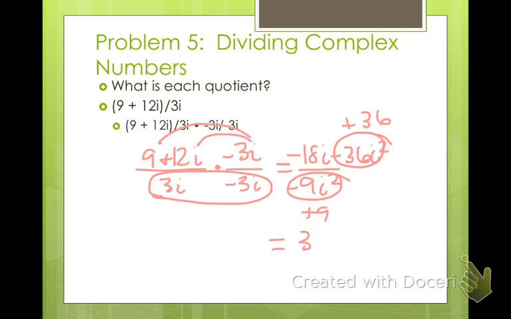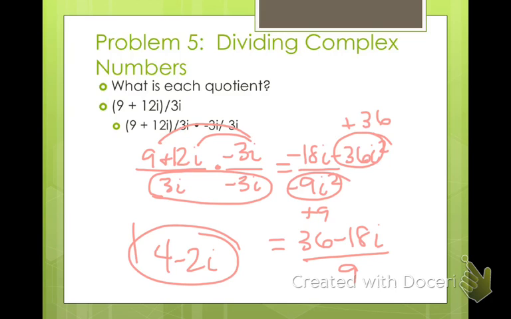So that's 36 minus 18i over 9. Now, these are all reducible by 9, so we can just divide each one. So let's see, 36 divided by 9 is 4, minus 2i. And this is your answer, ladies and gentlemen.